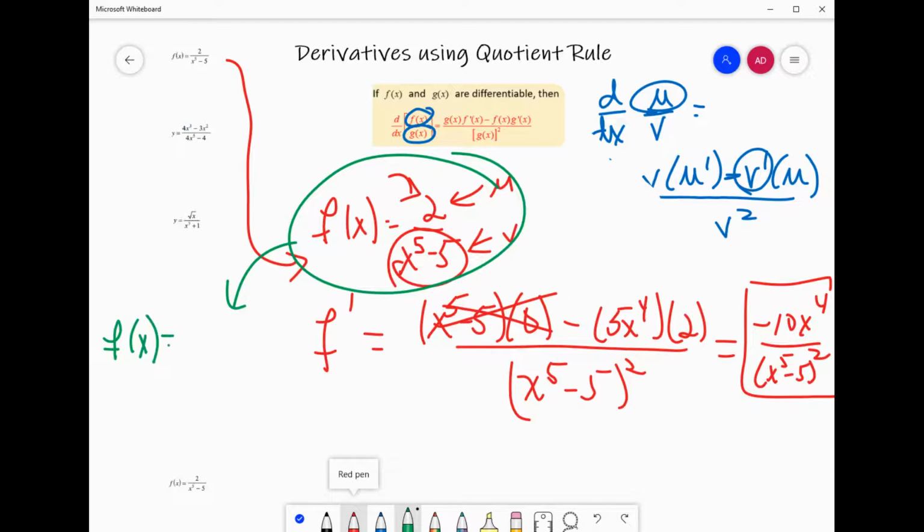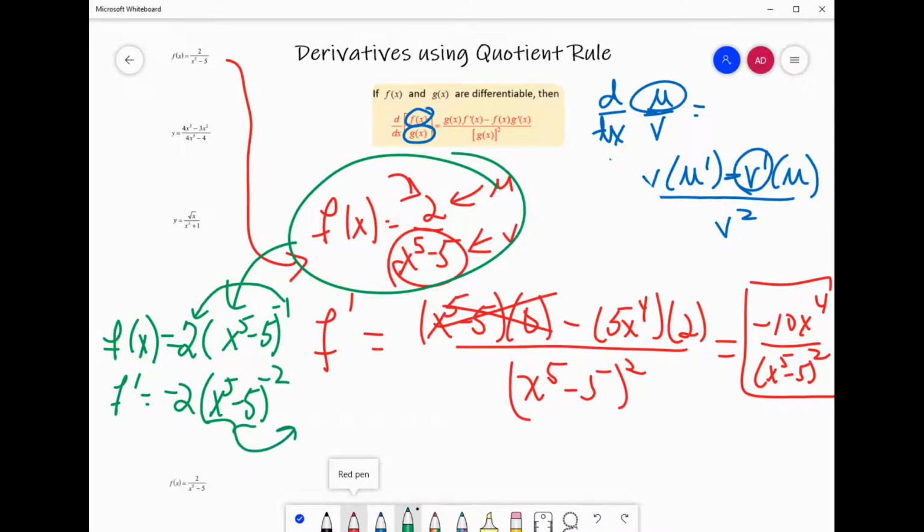So I could write this as 2 times x to the fifth minus 5, to the negative 1 power. So here we go. The exponent comes down in front, right? Hopefully you remember that from the last video. And then you subtract 1, which gives you negative 2. Now the kicker, though, is that you have to know the chain rule here. The derivative of x to the fifth minus 5, by the way, is 5x to the fourth, and that's why that came out. When you multiply your 5x to the fourth and your negative 2, you get that. And then, of course, your denominator. So clever, I can't stand it.